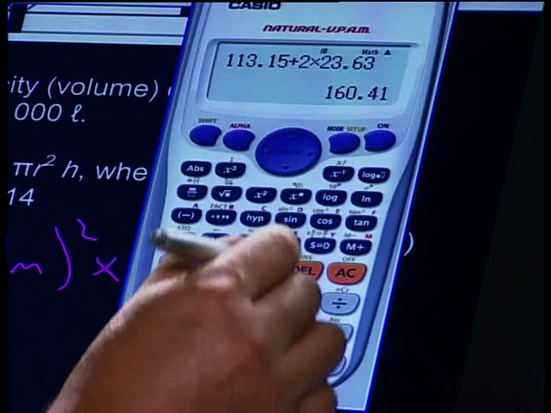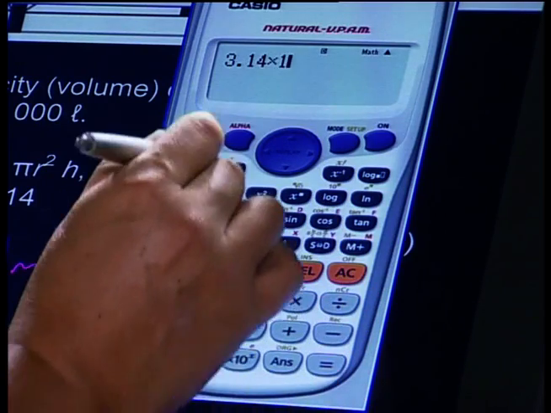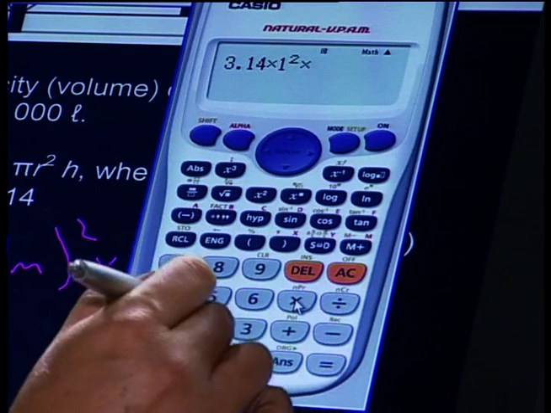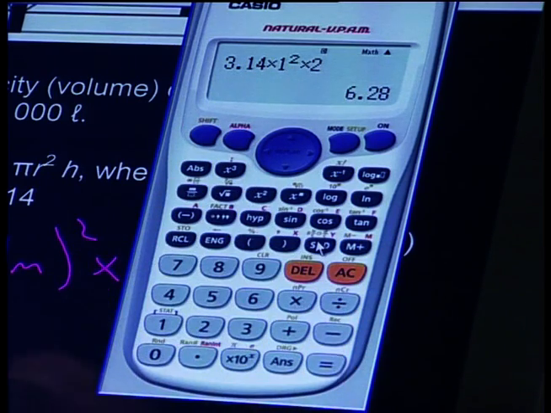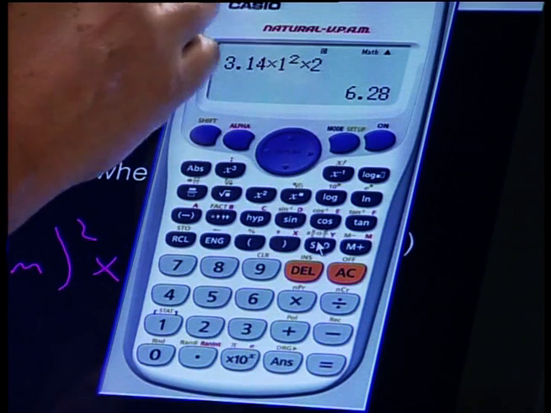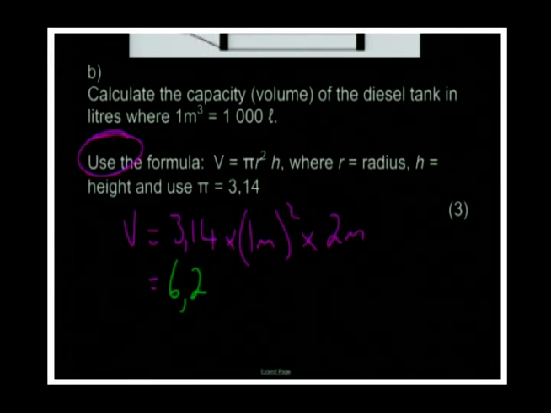Right, so let's go. On our calculator, we are saying 3.14 times 1 squared times 2 equals a whopping 6,28 meters squared. So we've got 6,28 meters squared. We haven't answered the question yet, eh? Why? Because the question said how many liters, and we've worked out our answer in meters.